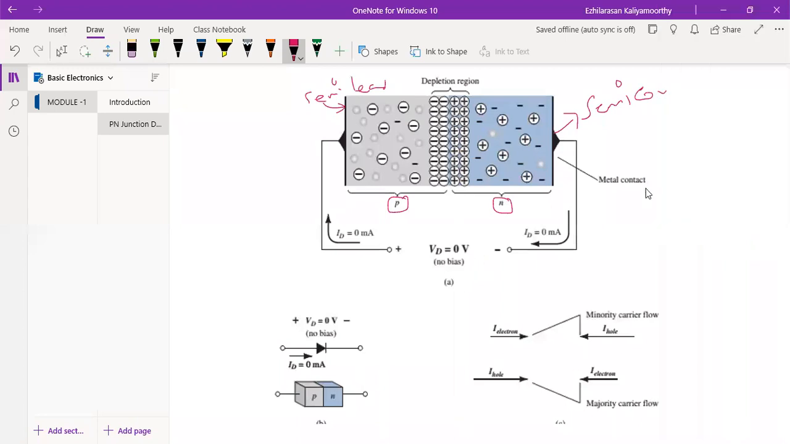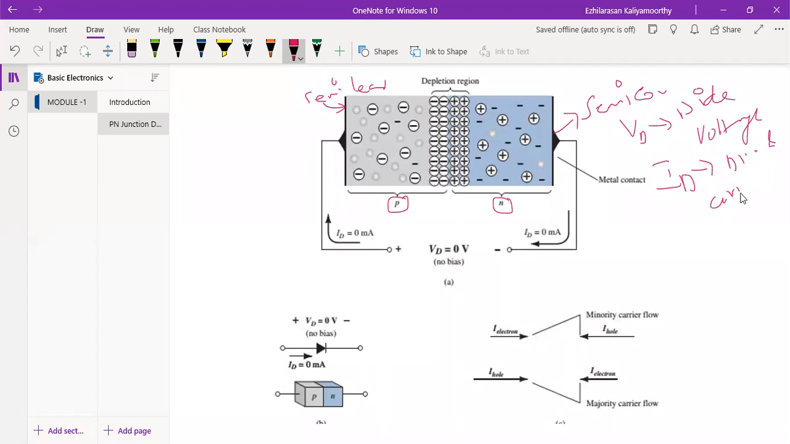Now, what is VD? VD is nothing but the diode voltage. One thing I want to say: the PN junction diode is a unidirectional device, in the sense the current will flow in only one direction, not in both. Only in the forward direction will the current flow. So here the voltage is VD, the diode voltage. Then one more parameter we have is ID, that is the diode current.